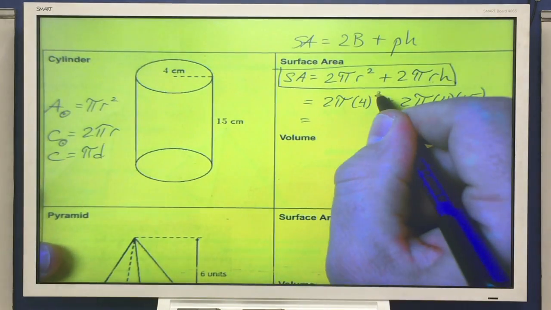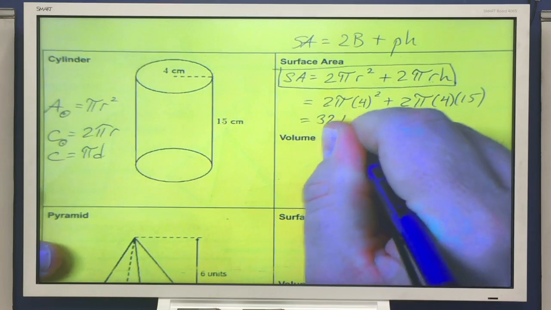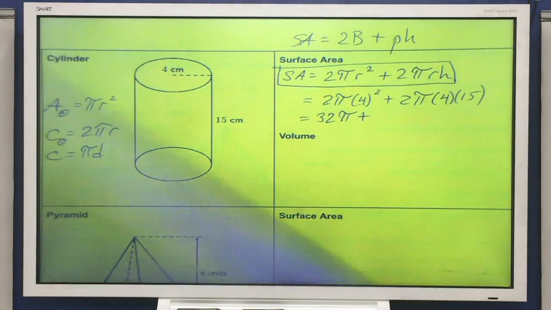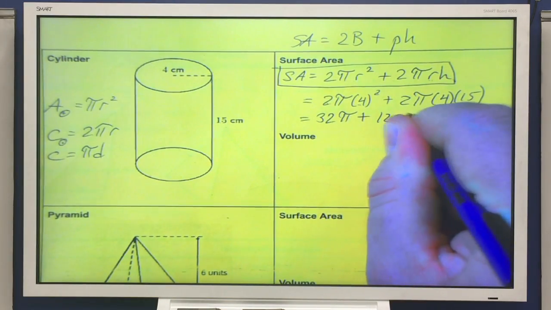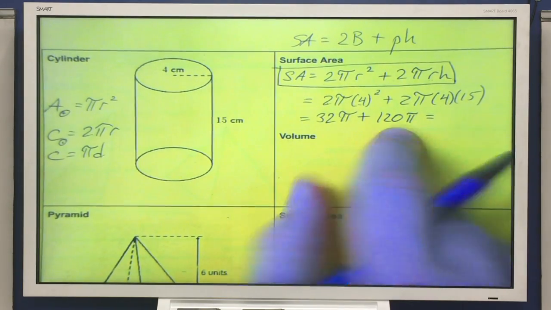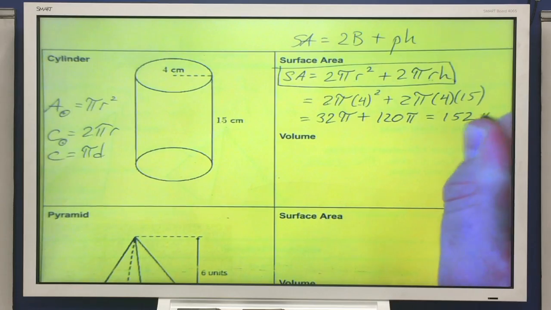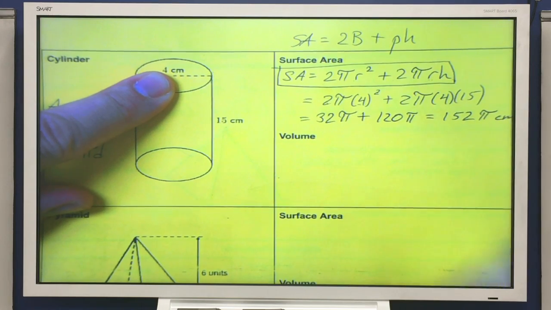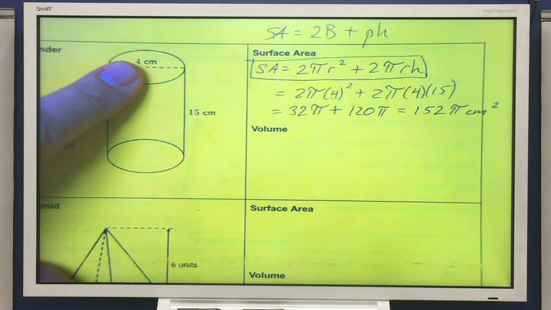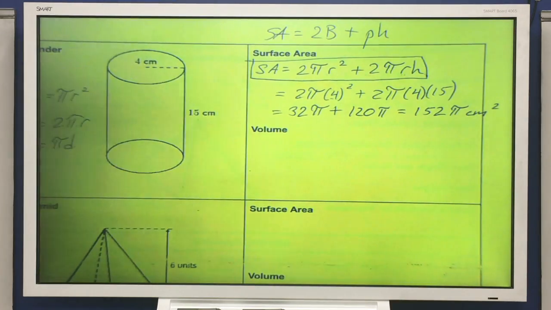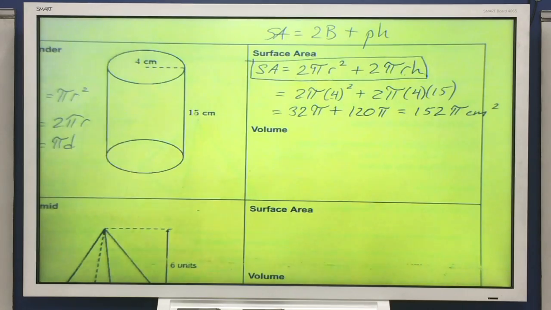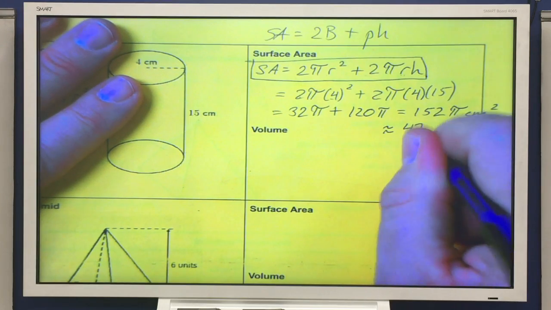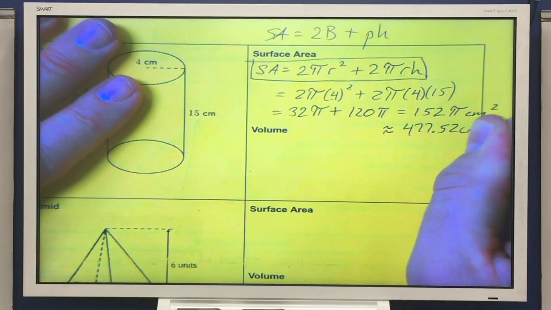So 4 squared is 16, times 2 is 32, plus 2 times 4 is 8, and 8 times 15 is 120. So 32 pi plus 120 pi is 152 pi. We're talking area. It's square centimeters. Now what is that as a decimal? Well, as a decimal, that's about 477.52 square centimeters.